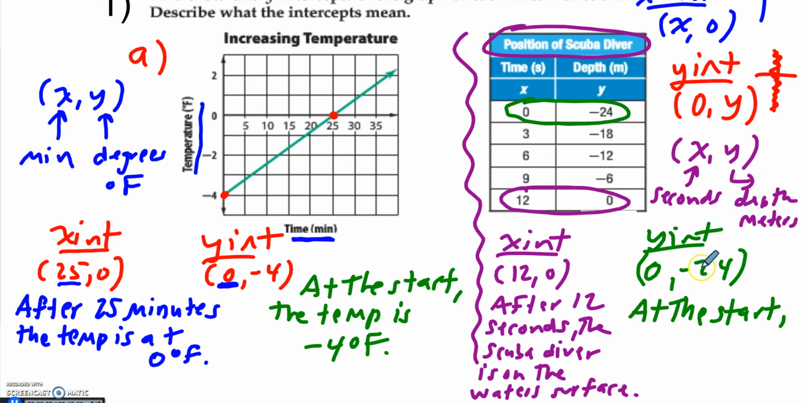Where is the scuba diver? Well, my meters is -24. So that means if the water's surface is 0, he must be 24 meters under the water's surface. So we could say at the start, the scuba diver is 24 meters below, and below represents the negative here, below the surface.